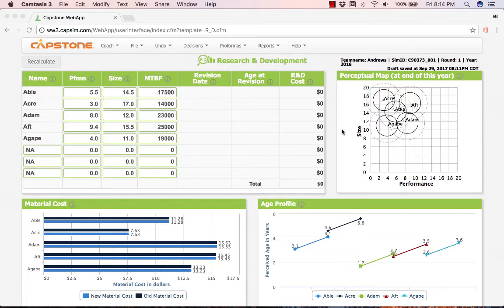But you've got to pay attention to the Capstone Courier. You've got to pay attention to the industry conditions report to see what's going on. So let's start making some decisions here.